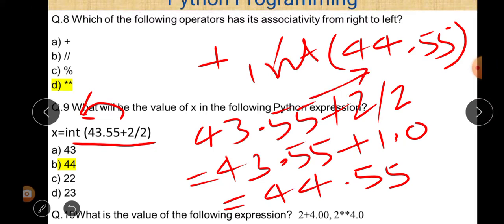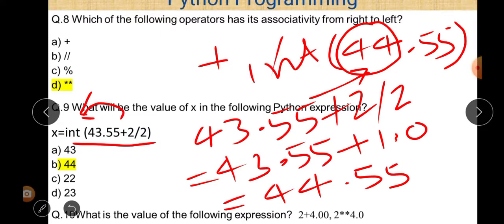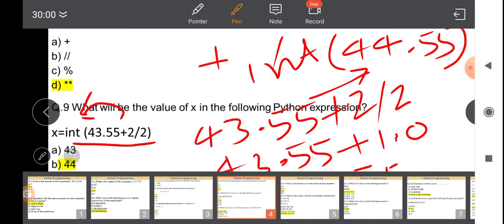Always remember that when there is an expression such as a number like 44.55, and we convert it into an integer value, then there is no concept of rounding of the number. We always consider the integer part. So the integer part is 44, and so our answer should be 44. Okay. Now let us take another question.